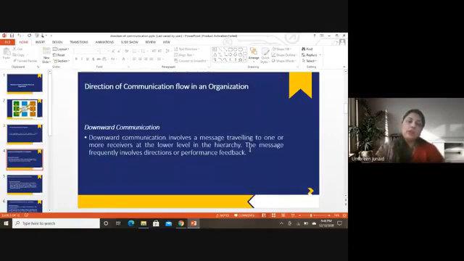Downward communication. Downward communication involves a message traveling to one or more receivers at a lower level in the hierarchy. The message frequently involves directions or performance feedback. When we say downward communication, it's usually from the bosses to their subordinates, their employees. So basically, a message, an email, or a notification is sent to the people at the lower level in the hierarchy. What is hierarchy, by the way?